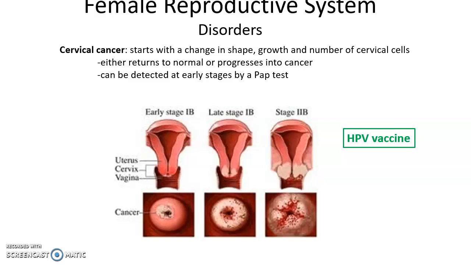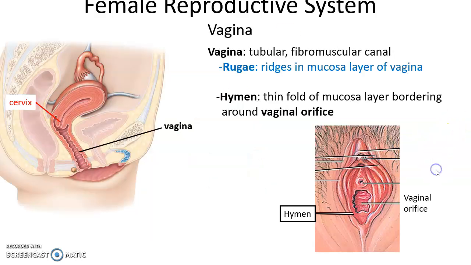The HPV, human papillomavirus, which causes genital warts, has also been linked to causing many, but not all, cases of cervical cancer. And now there's a vaccine for this virus, for HPV, and it has been shown to work and actually is decreasing the incidence of cervical cancer in young women.